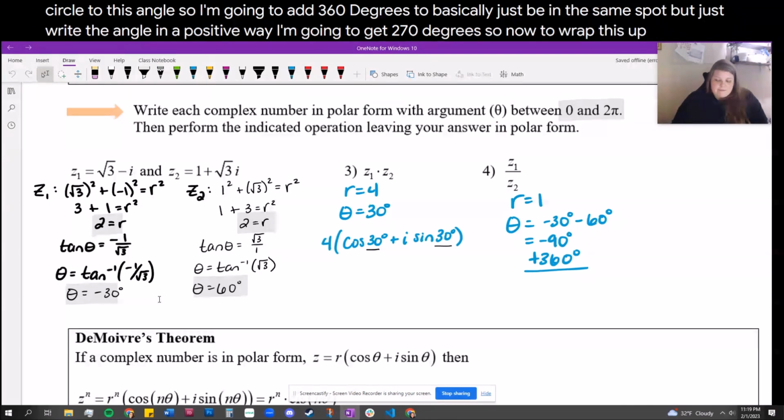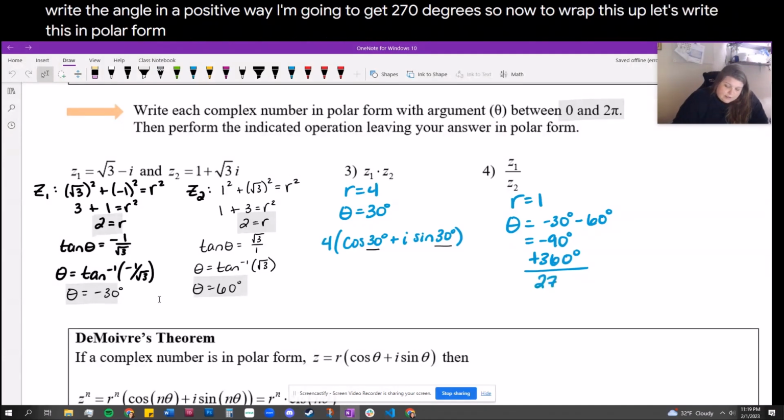So now to wrap this up, let's write this in polar form. R cosine theta plus i sine theta.